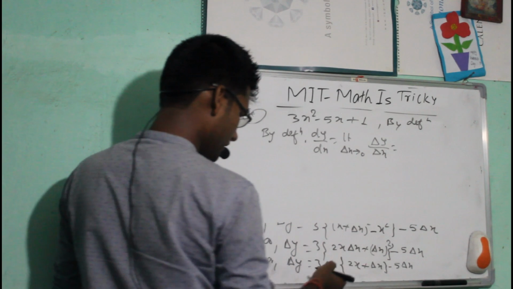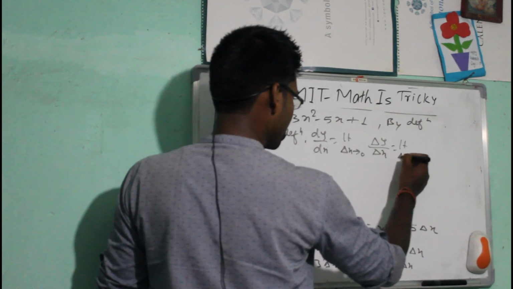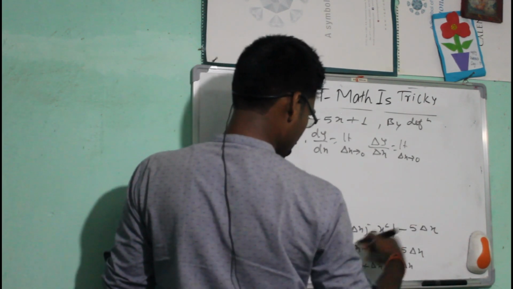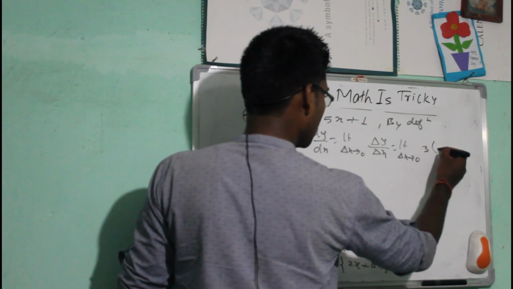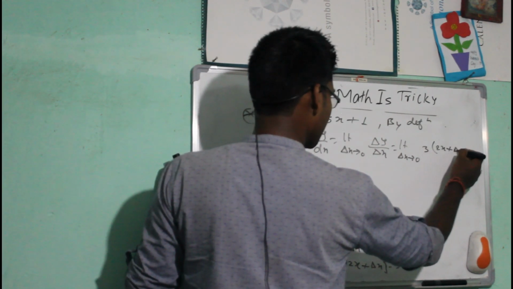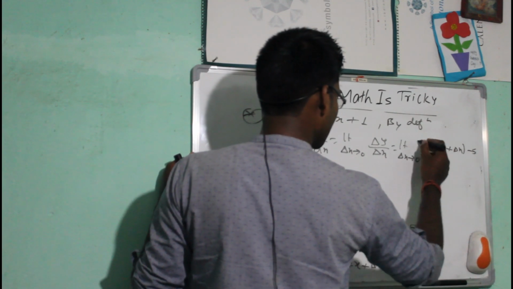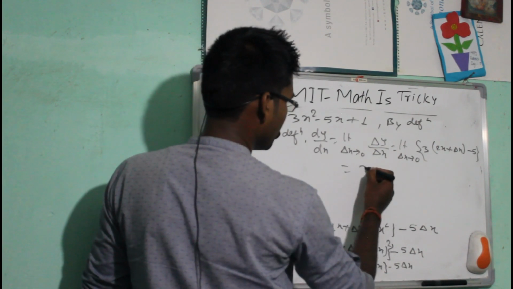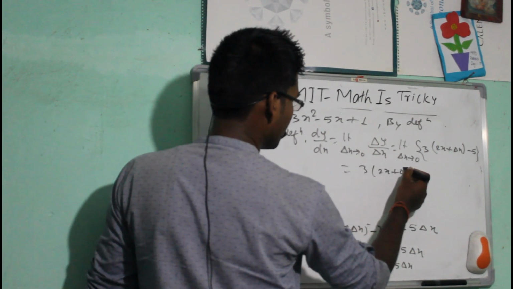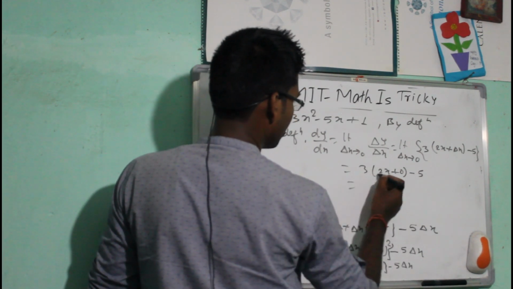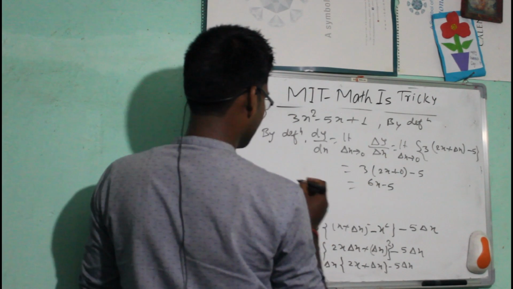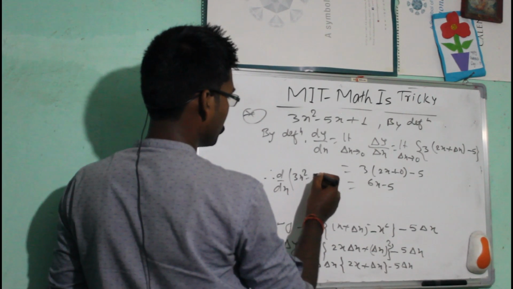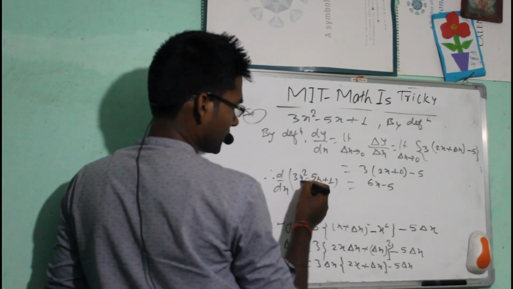So it's simply limit delta x tends to 0. We can use the previous method in this case also. So delta x and delta x cancel, so we get 3 times 2x plus delta x minus 5. I'll cancel the delta x from numerator and denominator, and if we put delta x equals 0, we get 3 times 2x plus 0 minus 5, which is simply 6x minus 5. So therefore the derivative of 3x square minus 5x plus 1 is 6x minus 5.